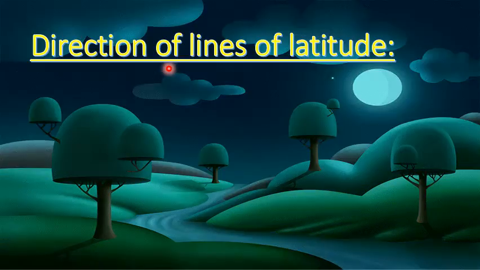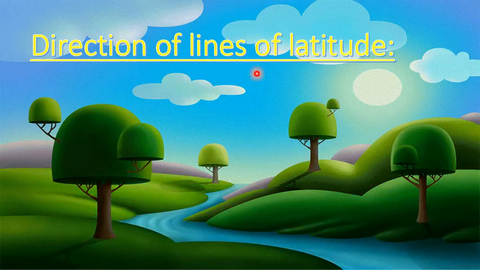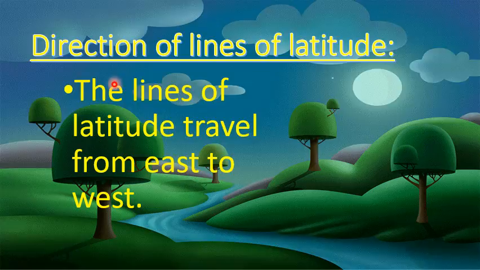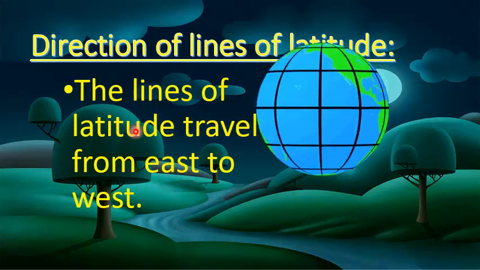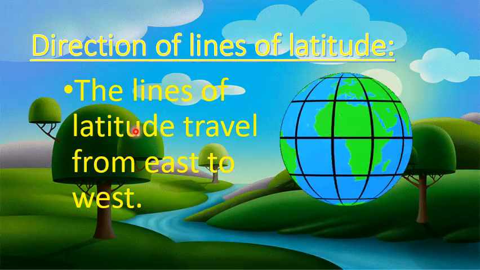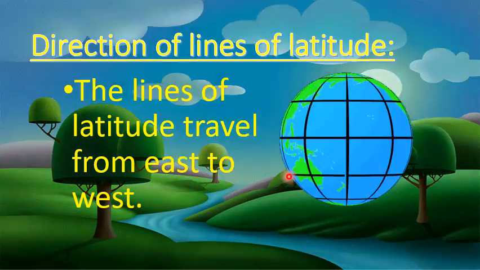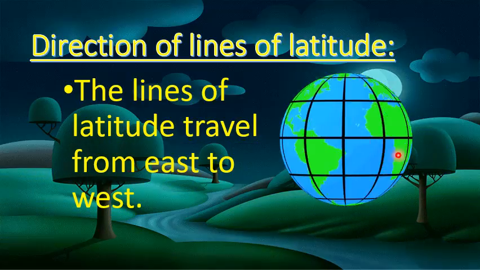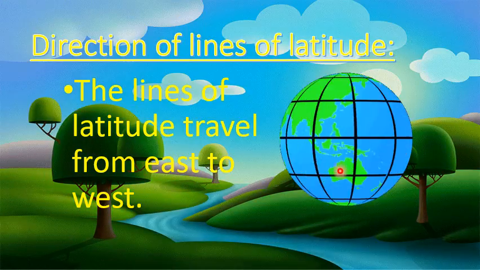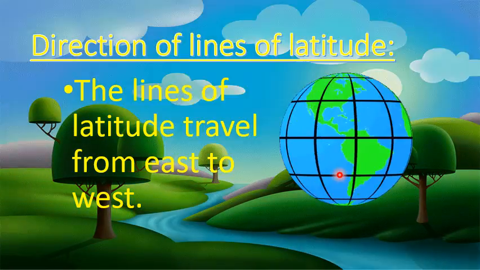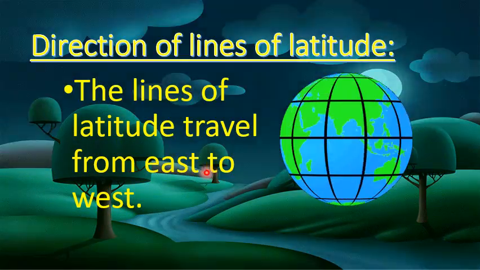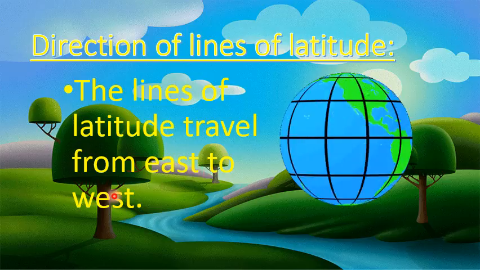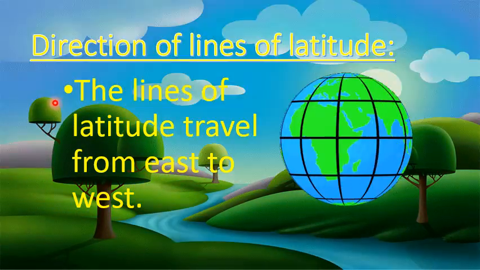The direction of lines of latitude would appear here, and the lines of latitude travel from east to west. The lines which are traveling horizontally are called lines of latitude. What is the direction? The direction of latitude is east to west or west to east.